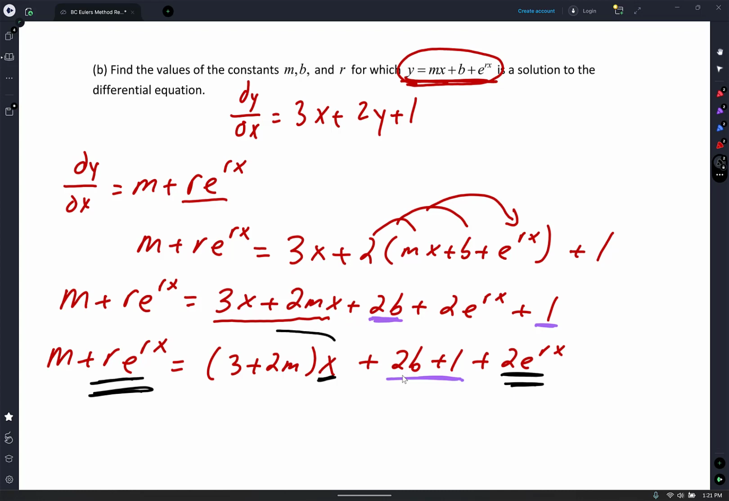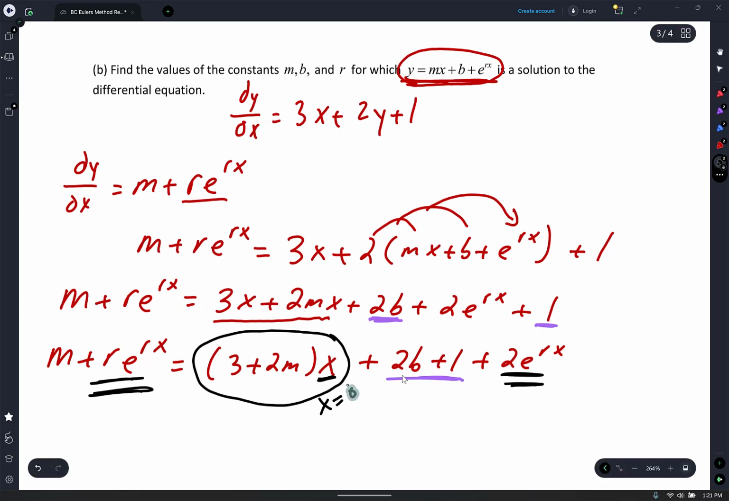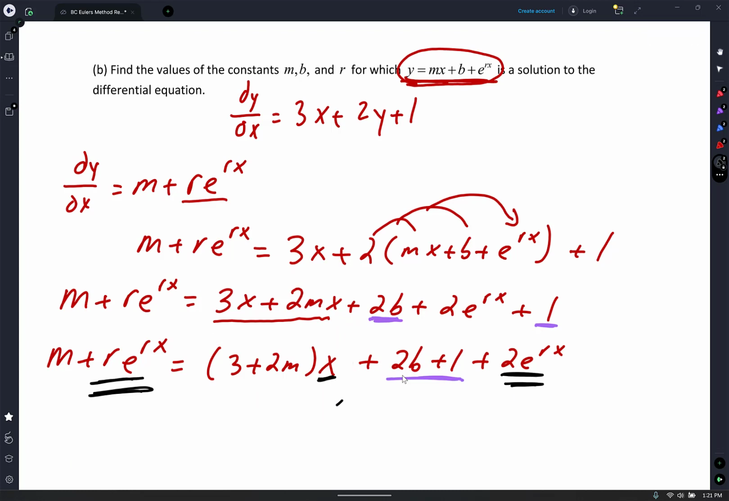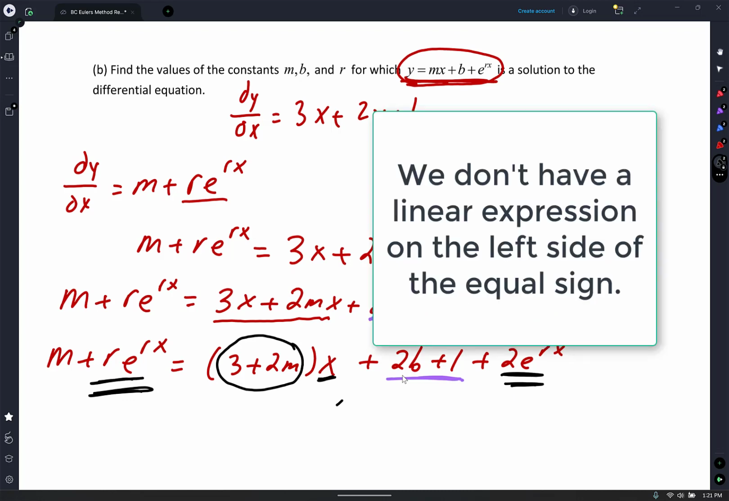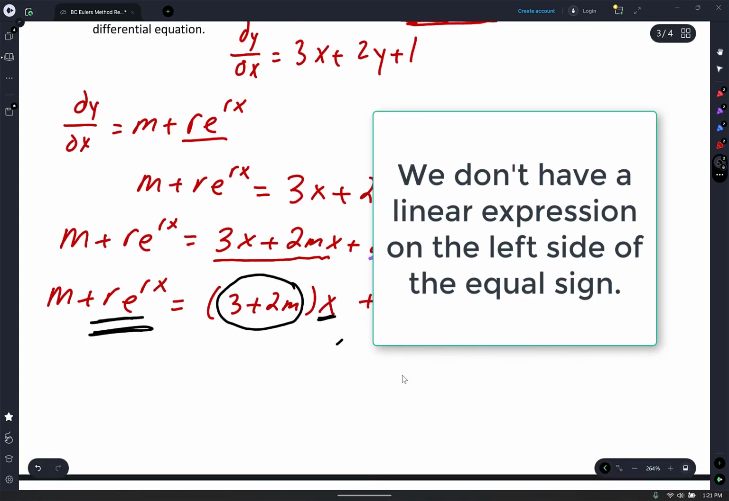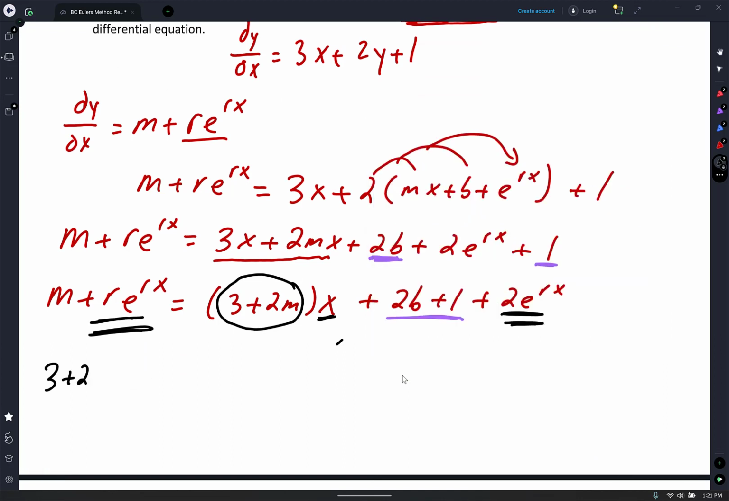So I want to say that this zeroes out, but don't just zero it out by saying x equals 0. You can't do that because it's an x. Like it could be whatever, right? But this here, the 3 plus 2m, that you can say has to equal what? 0, because I don't have an x on the left-hand side. So from there, that's going to give us this: 3 plus 2m must equal 0, because I don't have an x on the left-hand side. Does that make sense, guys?